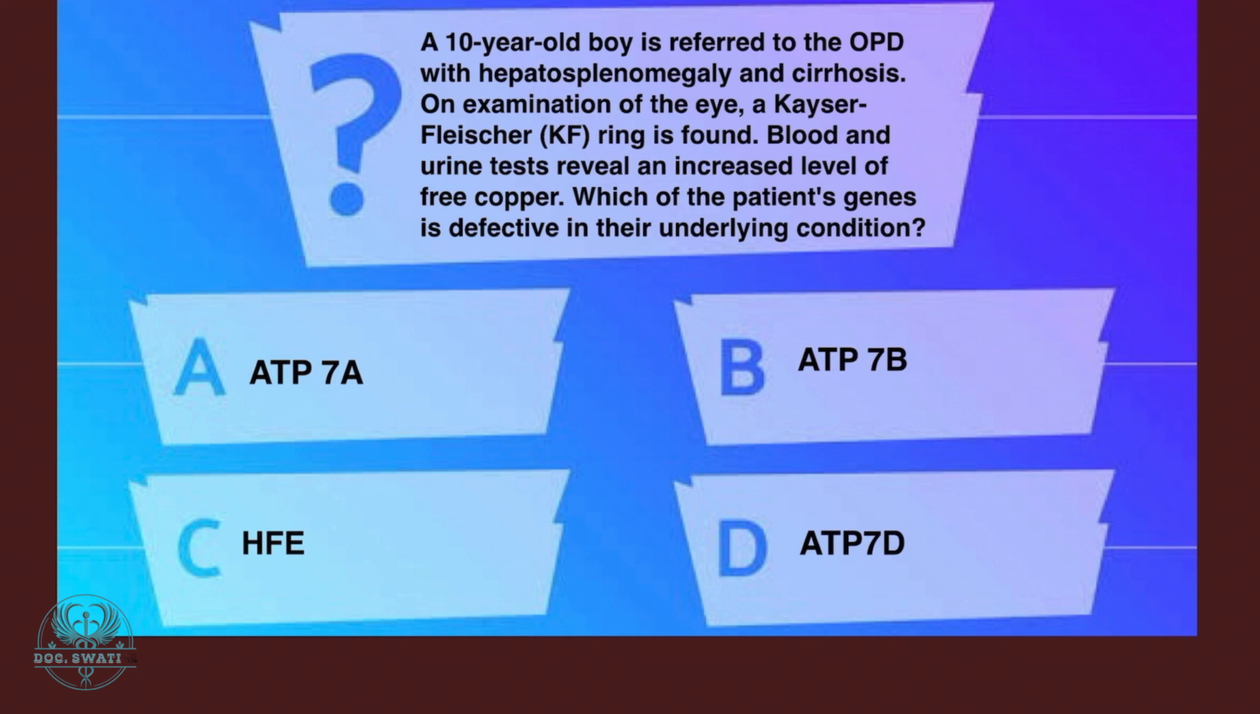Our first question is, a 10-year-old boy is referred to the OPD with hepatosplenomegaly and cirrhosis. On examination of the eye, a Kayser-Fleischer ring is found, and blood and urine tests reveal an increased level of free copper. Which of the patient's genes is defective in their underlying condition? Option A, ATP7A. Option B, ATP7B. Option C, HFE. Or option D, ATP7B. Yes, the correct option is option B, ATP7B gene.